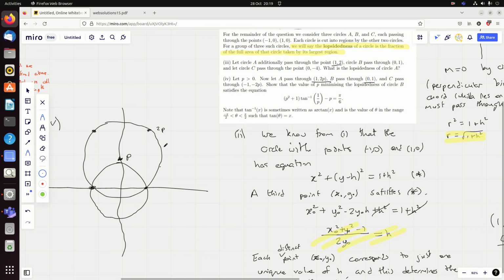Now, what that tells you is that when you've got minus 1, minus 2p, you're going to get a lovely bit of symmetry there. And it's going to be the same down on the bottom. It's going to be an identical circle, but upside down on the other side of the axis.